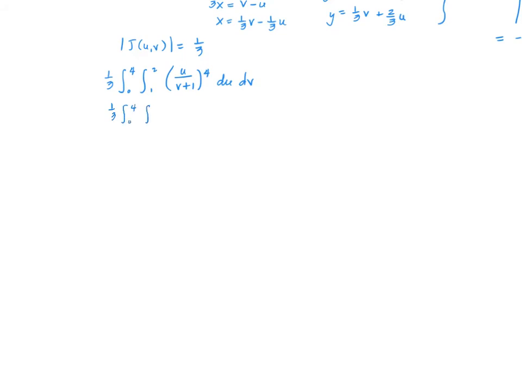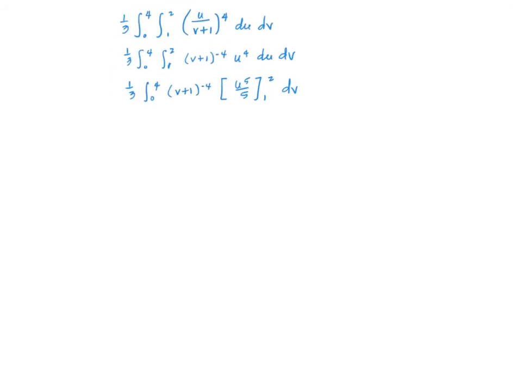So notice if I were to rewrite this, oops, this is 1 to 2. This is the same as v plus 1 to the negative 4. I'm going to kind of ignore that and do u to the 4. So notice that I was able to separate v and u. So I can treat the v plus 1 to the negative 4 as just some constant and ignore it. And then when I integrate with respect to u, it's going to be u to the 5th over 5. So again, I'm just going to ignore the v plus 1 to the negative 4. And I'm going to look at u to the 5 over 5, evaluated from 1 to 2. That would be 32 over 5 minus 1 over 5, so 31 over 5, which I am going to pull out because it's just a constant.